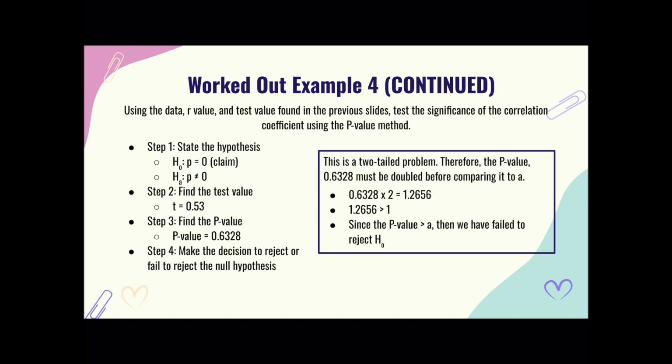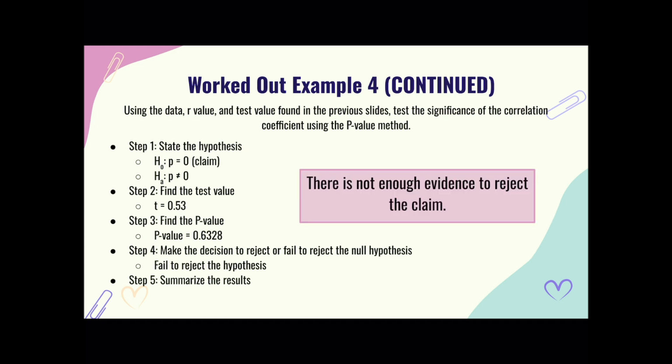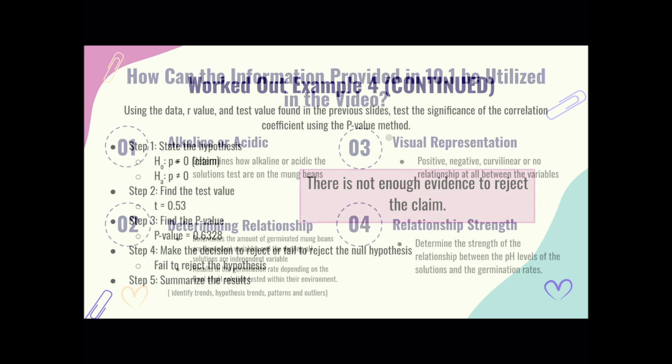Next, we're going to make the decision to either reject or fail to reject the null hypothesis. Because this is a two-tailed problem, we have to multiply the p-value by 2 before comparing it to alpha. Once completed, we could conclude that the p-value is greater than alpha, which means that we have failed to reject the null hypothesis. Finally, we must summarize the results, and because our H null is our claim, we can say that there is not enough evidence to reject the claim.